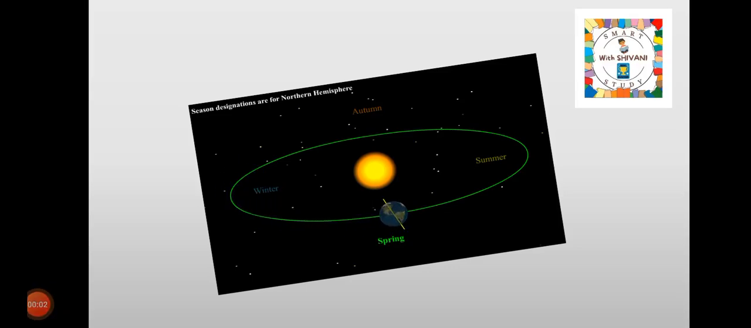On the screen, you can see Earth is moving around the Sun. You can also see different seasons like spring, summer, autumn, and winter. So it is quite obvious that we will be learning something about Earth, Sun, and seasons.